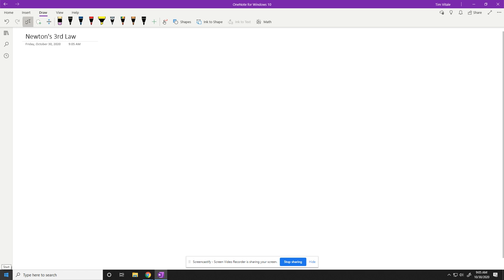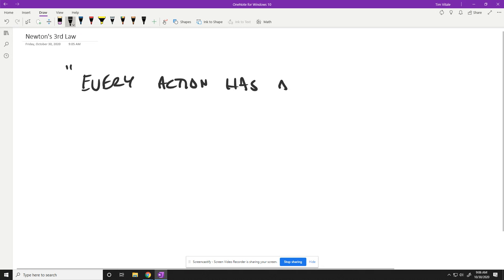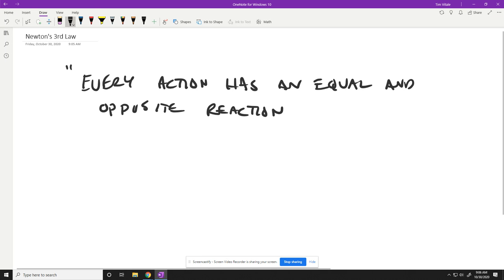Okay, and so I'm going to start talking about Newton's third law. The definition of Newton's third law is basically just: every action has an equal and opposite reaction. And when they say action and reaction, what they're really talking about is force. So every force has an equal and opposite force.